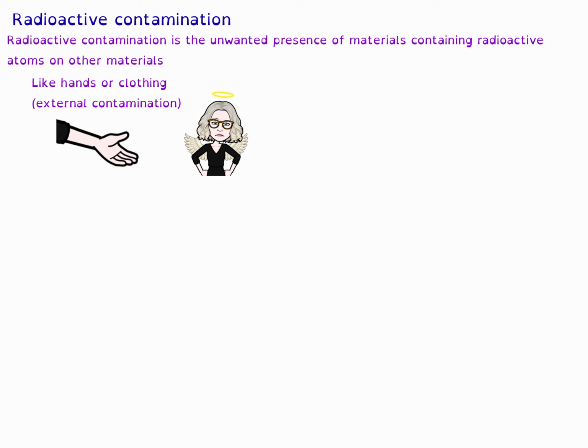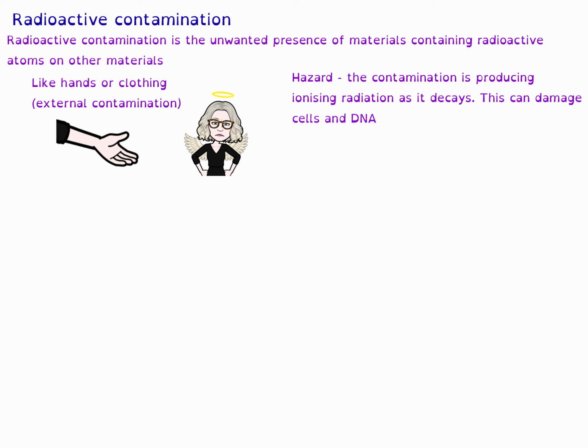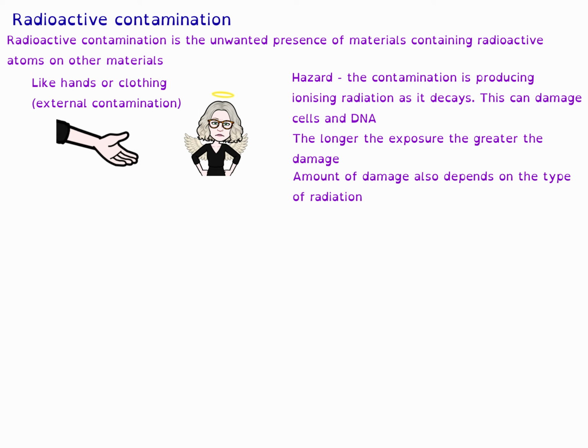clothing. This is external contamination. The hazard is the contamination is producing ionizing radiation as it decays, and this can damage cells and DNA. The longer the exposure, the greater the damage. The amount of damage also depends on the type of radiation. So alpha radiation, which cannot penetrate through the skin, is much less damaging than gamma radiation, which will go straight through the human body. To decontaminate, then wash the contaminated area.